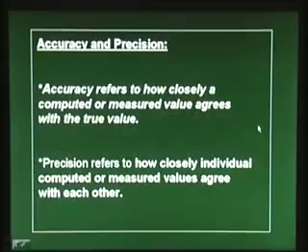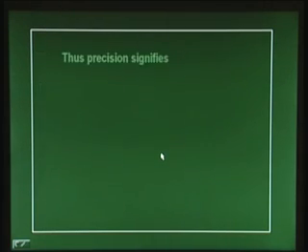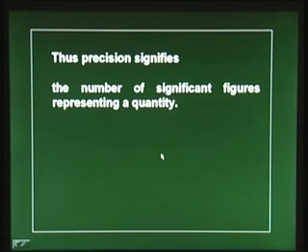So precision just refers to how closely each of the measured values agree with each other. That's all precision means. While accuracy refers to how close a measured or computed value is to the real value. So that's the difference, and here I have a slide which demonstrates this.